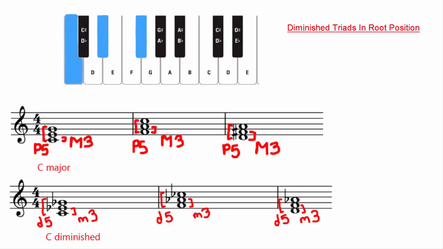An easy way to remember how to build a diminished triad is to start with a major triad and then lower the fifth and the third by a chromatic semitone.